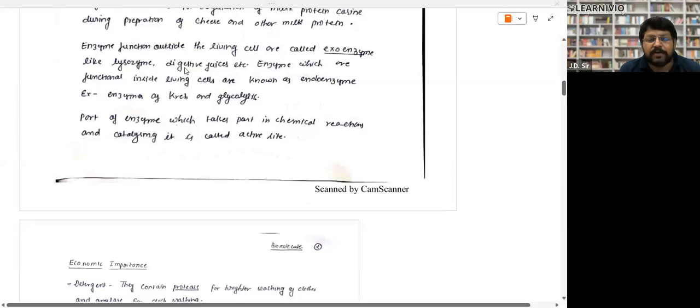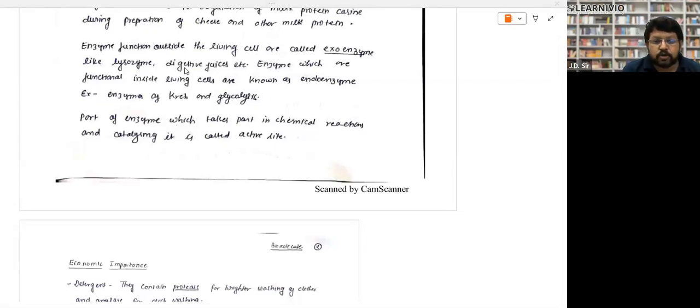Enzymes that function outside of the living cell are called exoenzymes. There are two types of them. For example, what is the function of tears? Tears come from the lacrimal glands, and tears have an enzyme known as lysozyme, which is secreted along with the tear. That lysozyme kills bacteria. So it is working externally, outside of the cell.